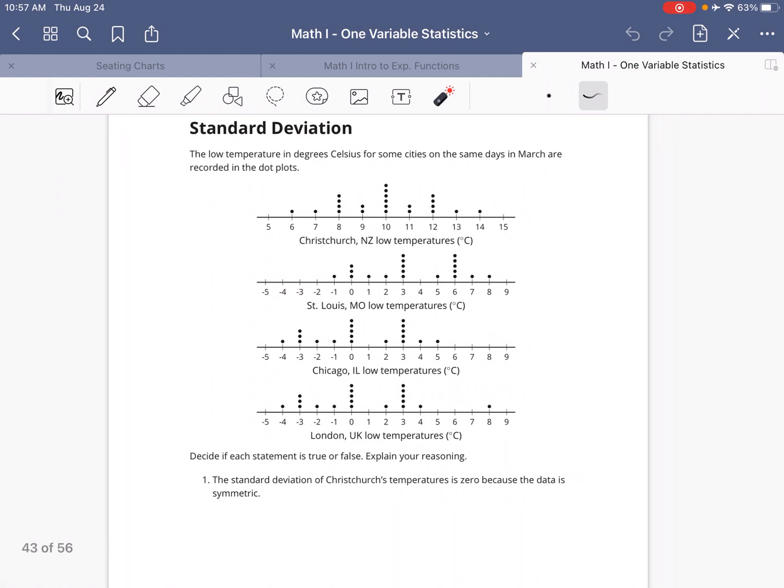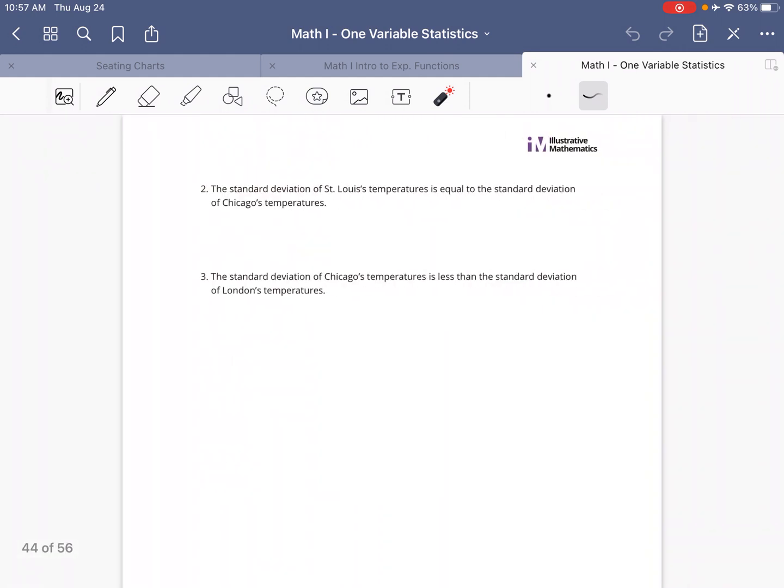Is that true? Standard deviation of St. Louis's temperatures is equal to the standard deviation of Chicago's temperatures. Is that true? Is the standard deviation of Chicago's temperatures less than the standard deviation of London's temperatures?